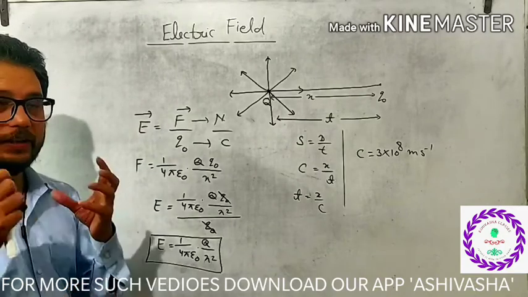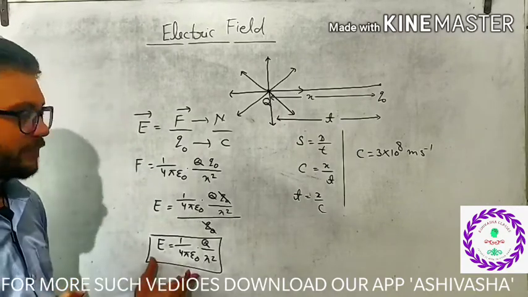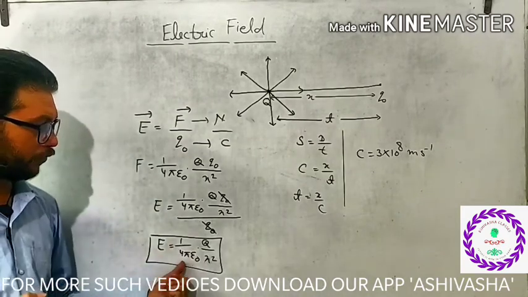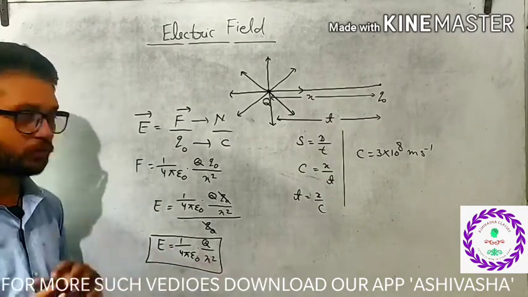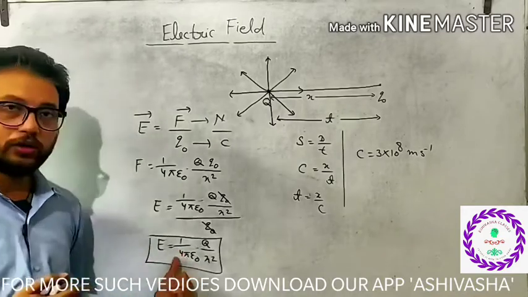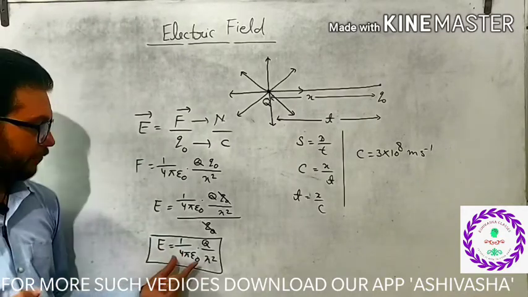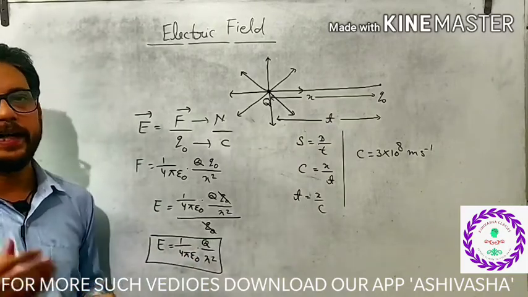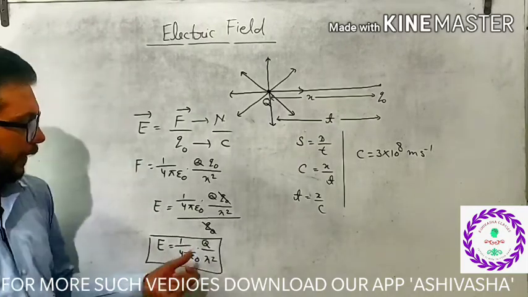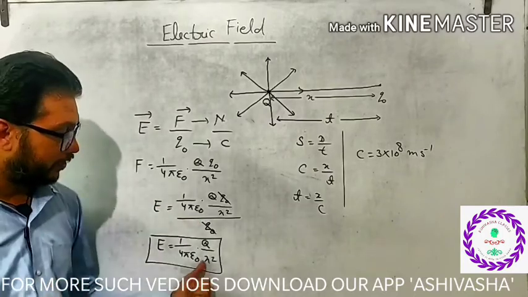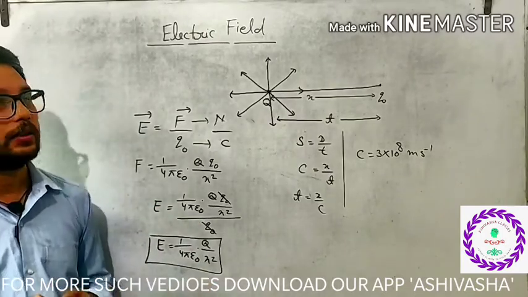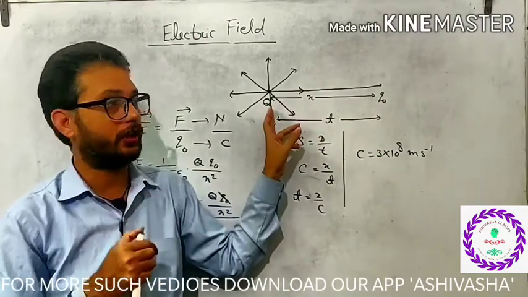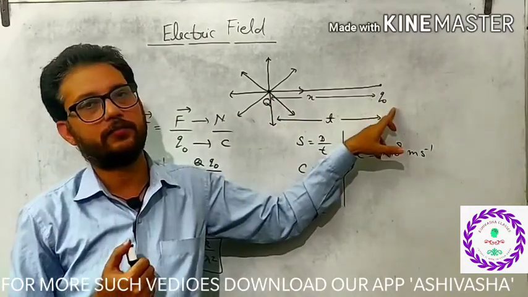Now, we will focus on this expression. In this expression, E equals 1 upon 4 pi epsilon naught times Q upon x square. I have told you that E is the electric field, 1 upon 4 pi epsilon naught is a constant whose value is 9 into 10 power 9, Q is the charge, and x. What is x? x is the distance from the charge to the test charge.